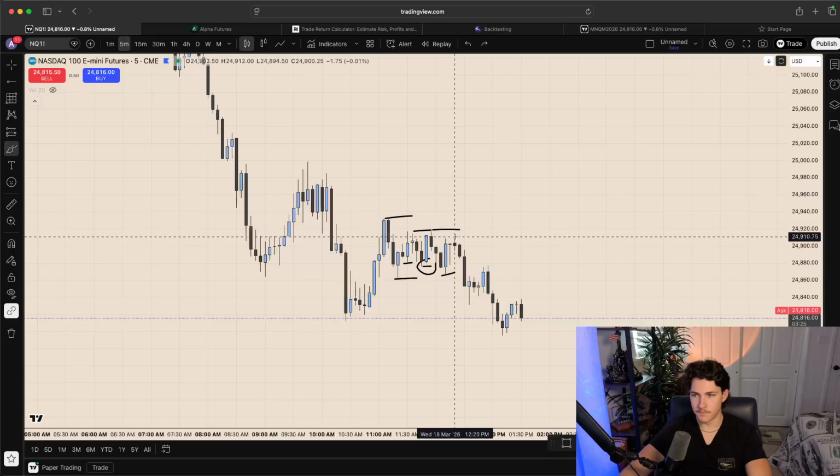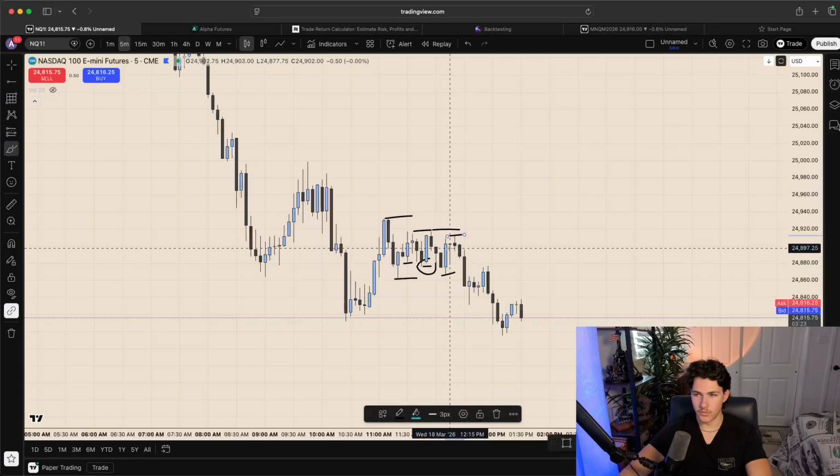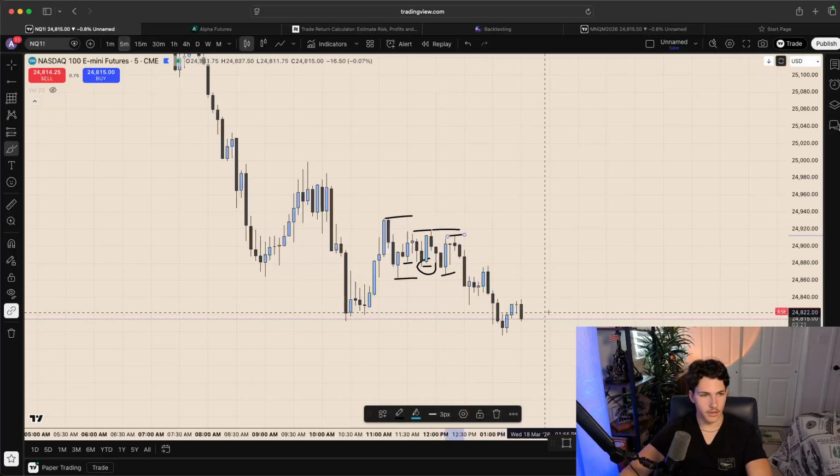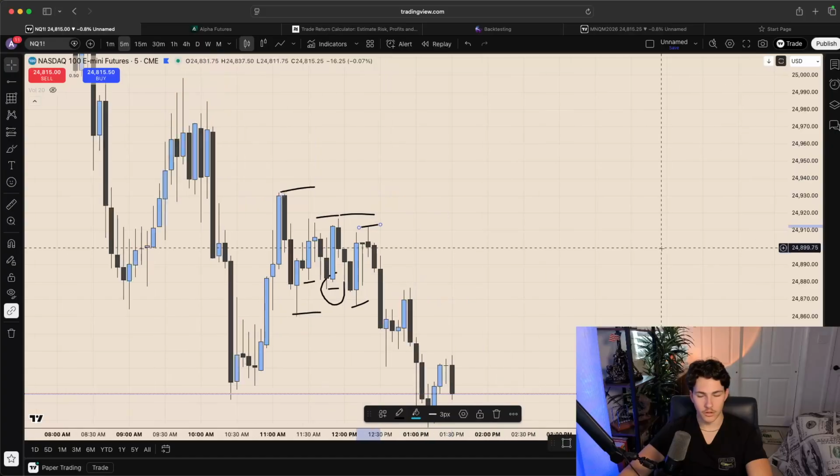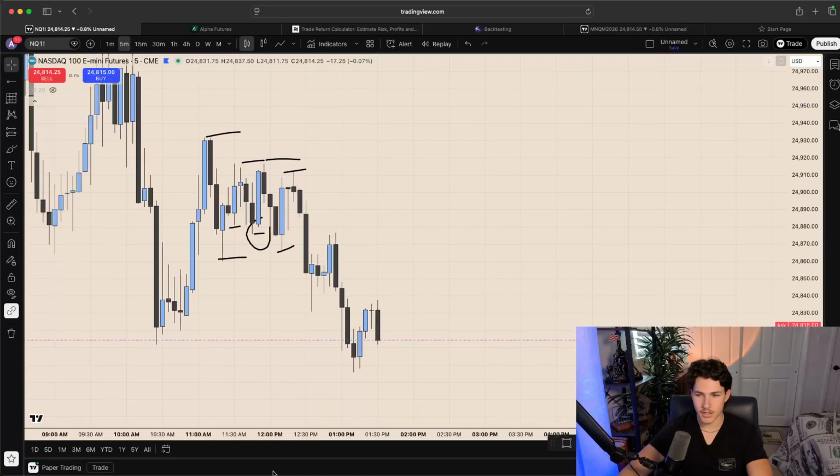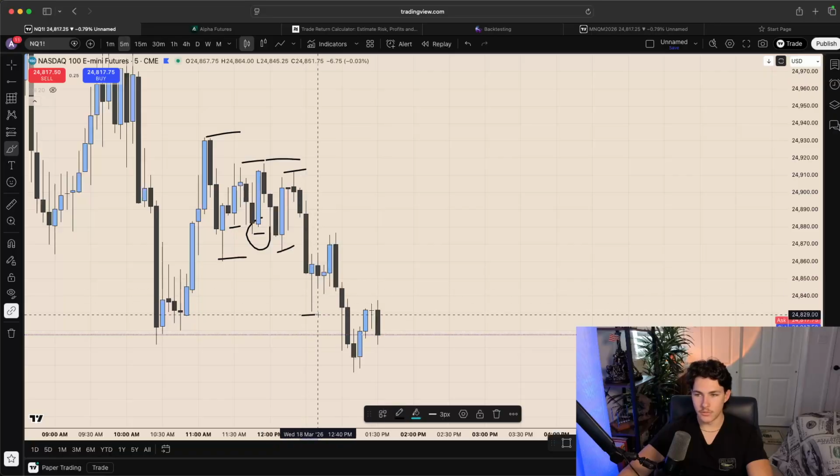Okay, let's keep going. And we have a high here, move up and a move down. This is a down candle. You can see that right there. Zoom in a little bit just for you guys, those guys that are blind. Move down, move up, low.